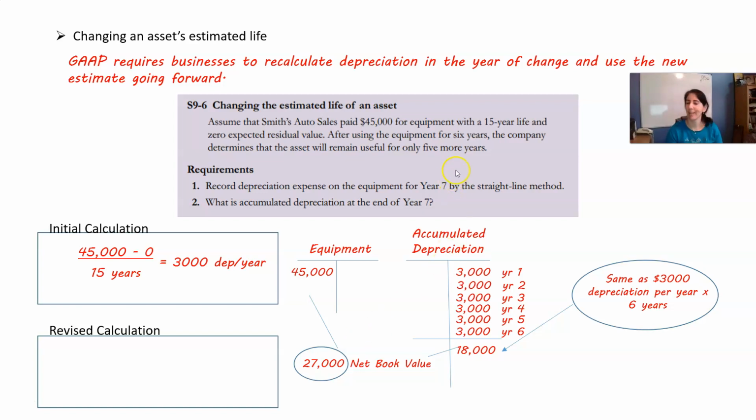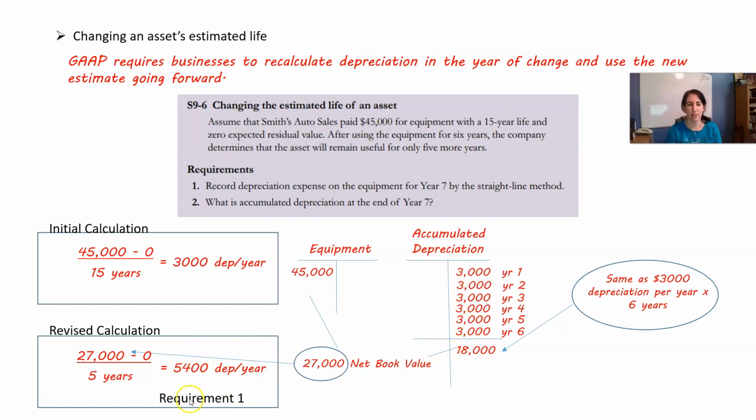6 years have passed, and we look at this and say that asset is not going to be good for as long as we thought. It's only going to be good for another 5 years. So at the point that I make that decision as the accountant, we take the book value, the $27,000, and we put it into the calculation as if that is a new cost. So we take 27,000 minus 0 divided by 5 years, because we're only doing another 5 from this point. The asset's going to be good for, in total, 11 years: the 6 that have already passed and 5 more. So we come up with $5,400 per year. That means every year our depreciation going forward is going to be $5,400 instead of $3,000.